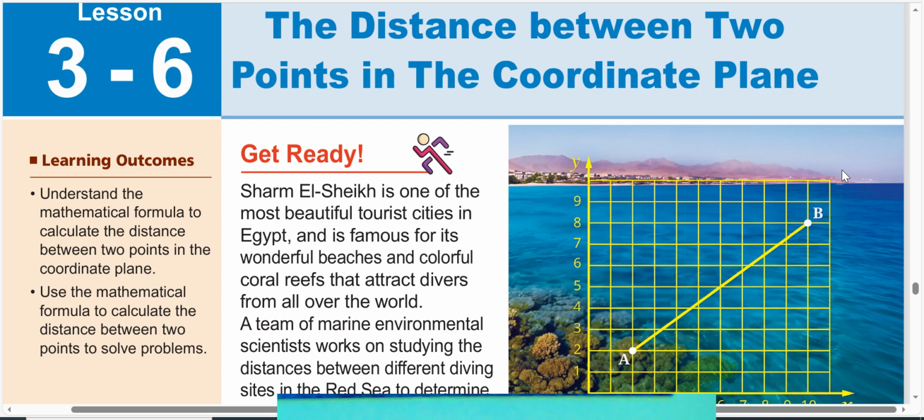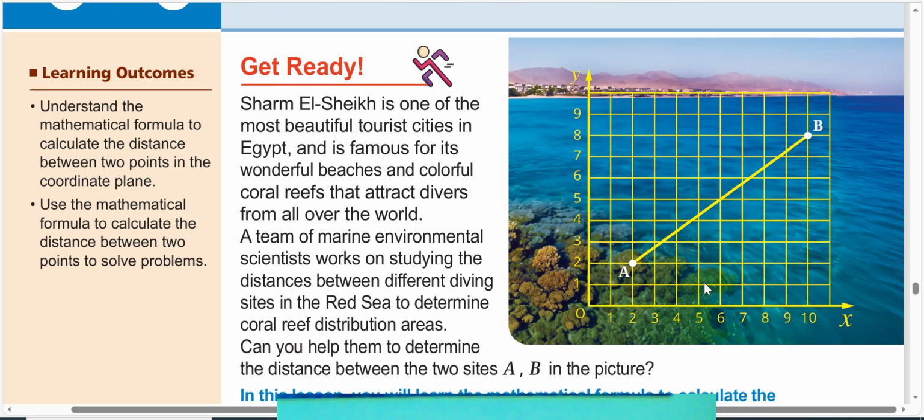Today we'll explain from the student's book, lesson number 6, unit 3, in geometry: the distance between 2 points in the coordinate plane, like A and B. We can find the distance between A and B by using the rule. We know the coordinates of point A and of point B, (10, 8). We can find the distance by using the rule.